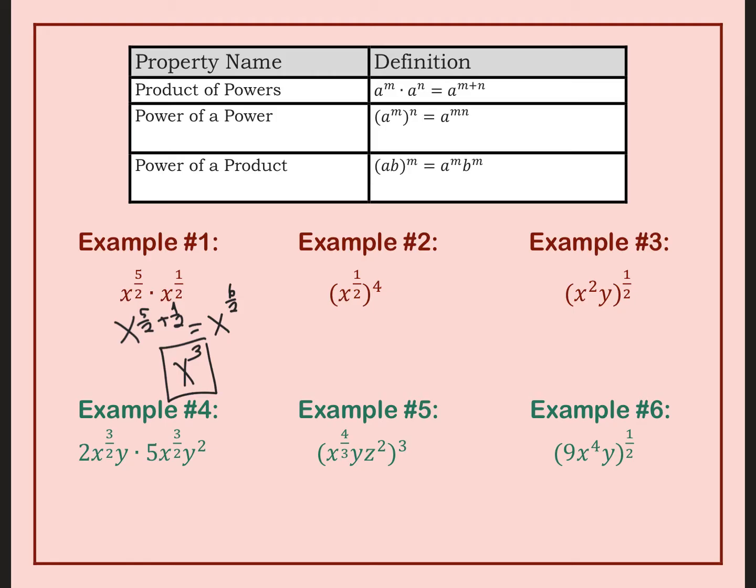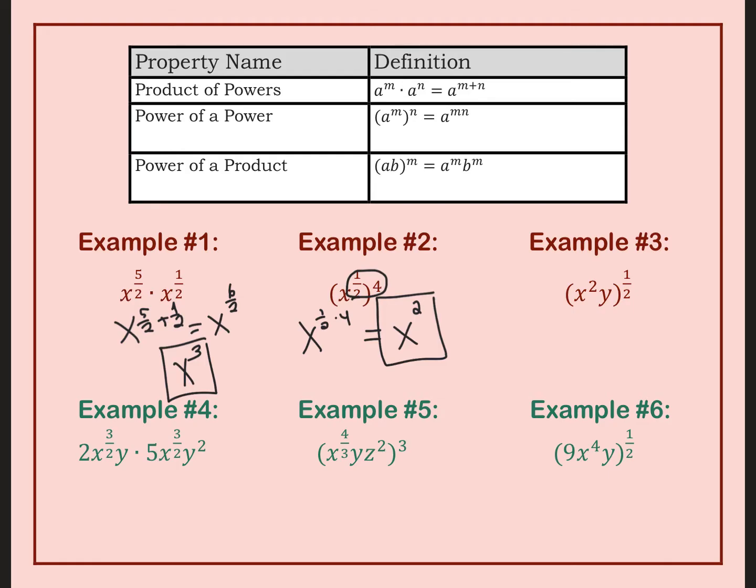Example number 2 is a power to a power. If you have a power raised to a power, you multiply those two numbers. So 1/2 times 4, half of 4 is 2. This is going to equal x squared. So again, very basic ones.